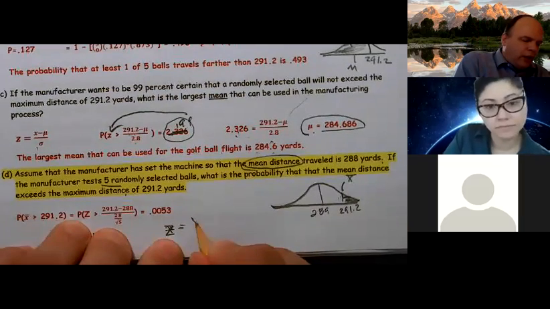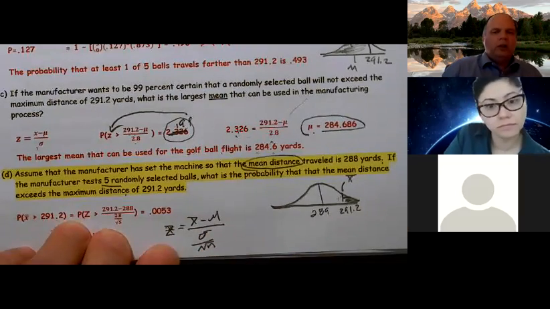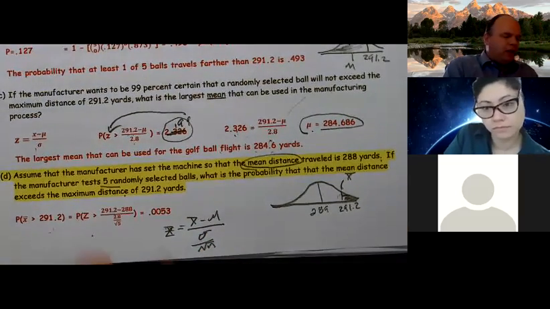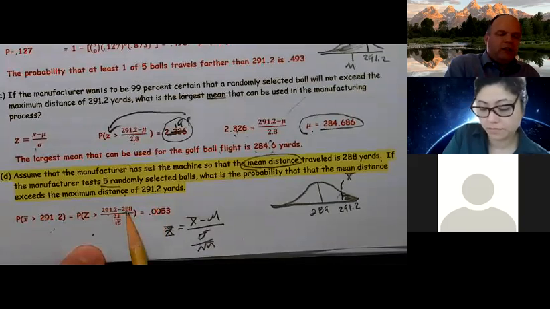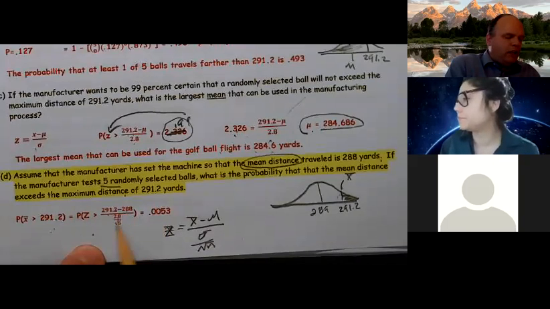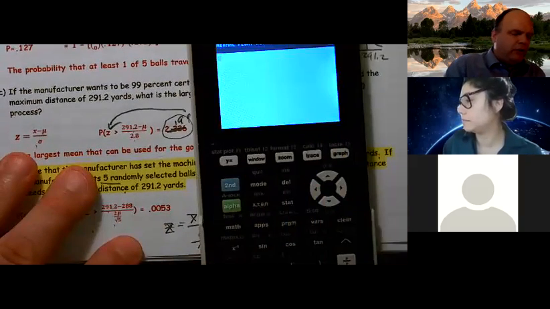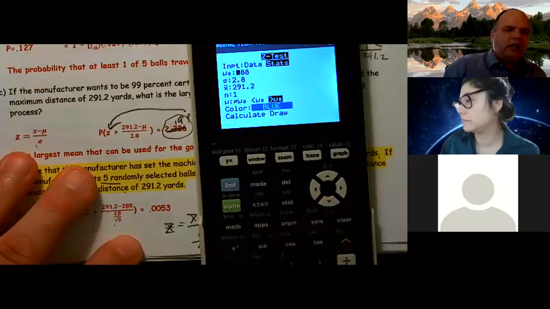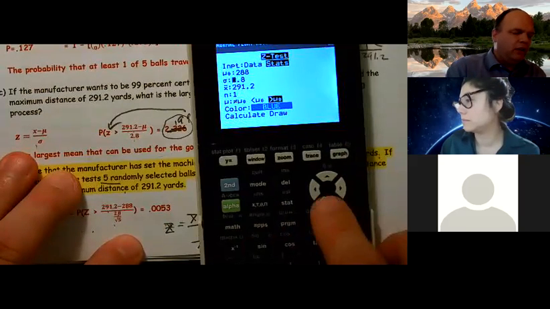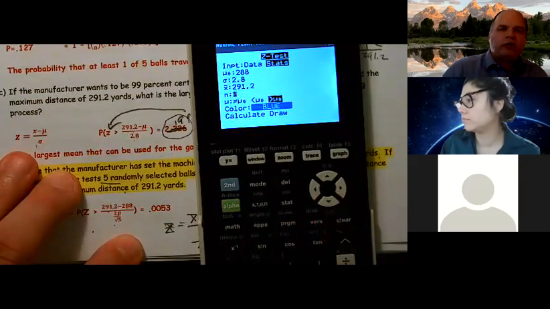Z equals x bar minus mu, divided by sigma over the square root of n. All right, so I should have included that. I plugged in 291.2, that's the distance I can't exceed. 288 is the mean that's given. This is 2.8 divided by the square root of 5. So once again, if I go back to the z-test, stats test, z-test, 288 is the mean, 2.8 is our standard deviation, 291.2 is our x bar, that's the distance that we can't have an average exceed, but now we've just changed our sample size to 5.